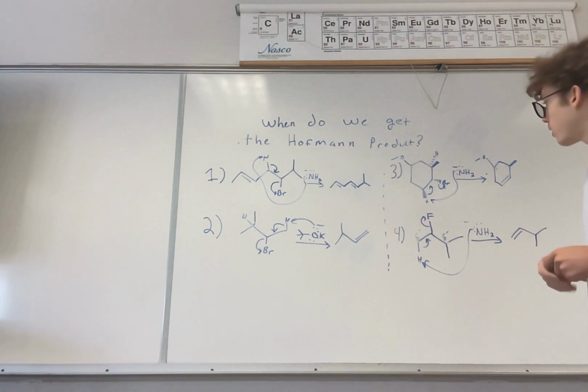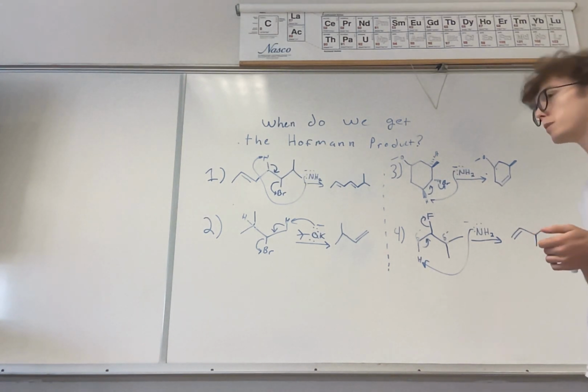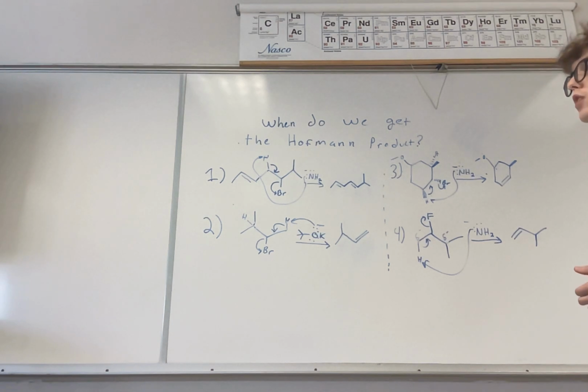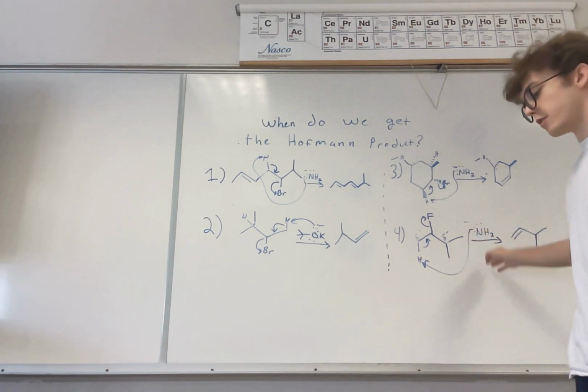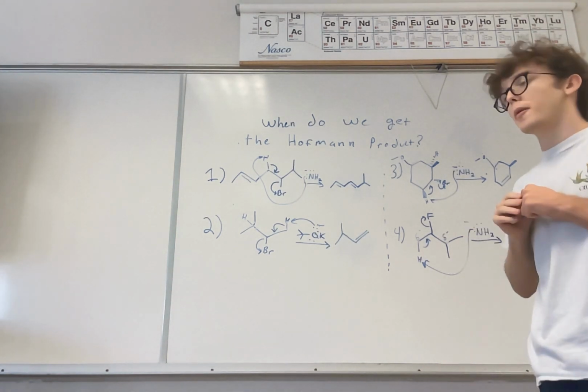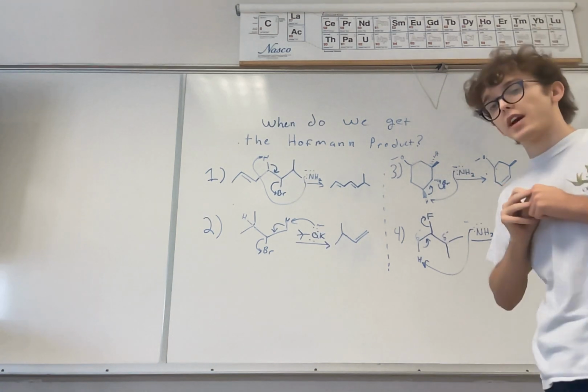And here, when you have a really bad leaving group, it builds up a negative charge, whichever beta carbon is less substituted, that resulting hydrogen, if there's one there, will leave and not on the more substituted side. I hope you guys found this helpful, and have a good day now.